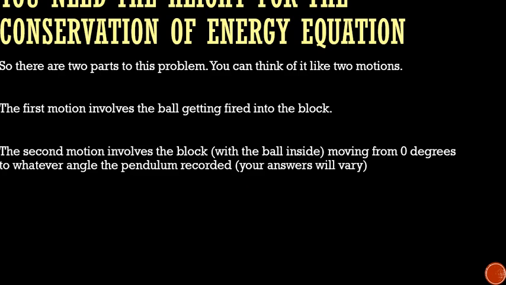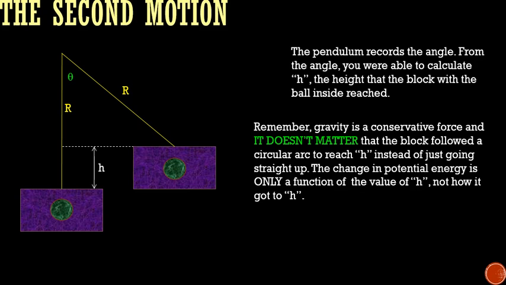So there's two parts to this problem, and you can think of it like two motions. In the first motion, it involves the ball getting fired into the block. The second motion involves the block with the ball inside moving from 0 degrees to whatever angle you recorded. Your answers are going to be different, so I don't have an actual angle here for the video. The second motion then is the block with the ball inside as it moves from the lowest point, which is angle 0, all the way up to whatever angle it records, and in so doing, raising that block up by a height h.